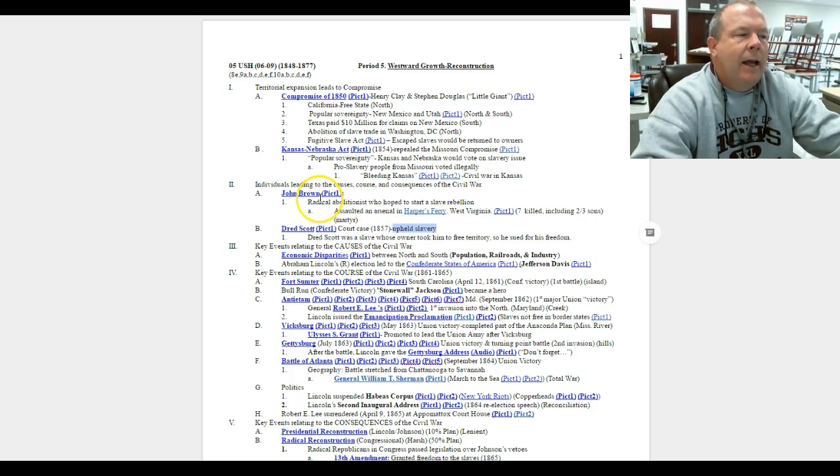This case and John Brown's martyrdom really added to the number of abolitionists in our country and expedited the beginning of the Civil War.